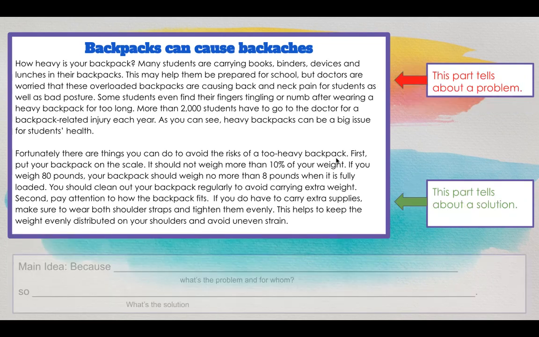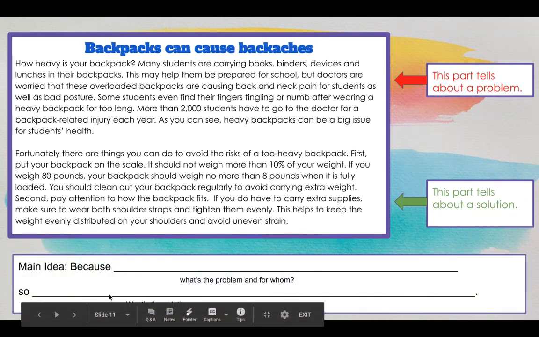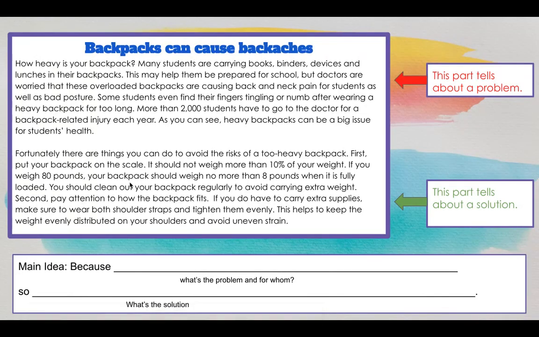So let's use our same sentence stem that we did before. Because of this, so, write down what you would write. Because, write the problem and for whom. So, what's the solution? I'll give you a minute to write.